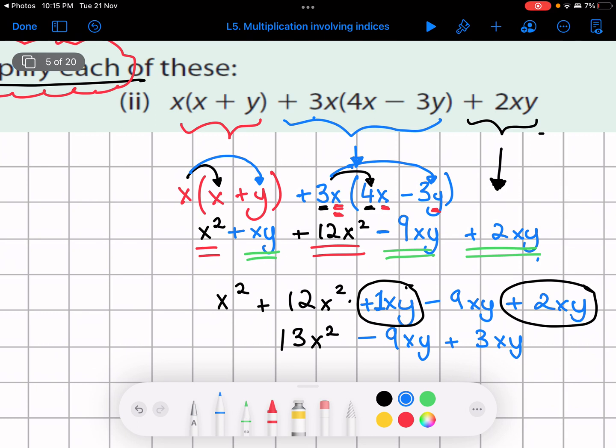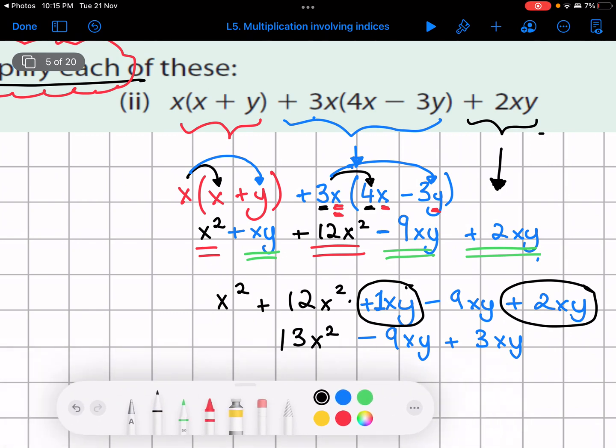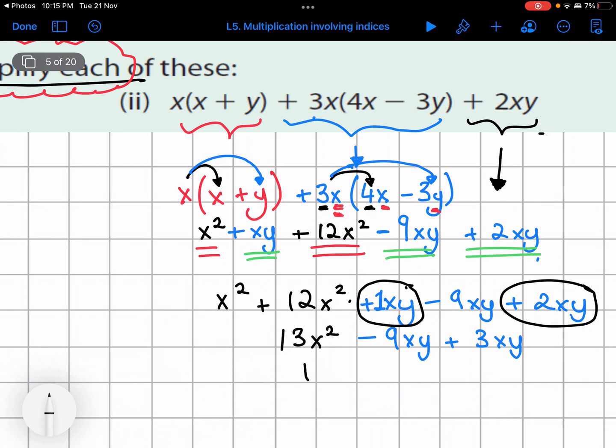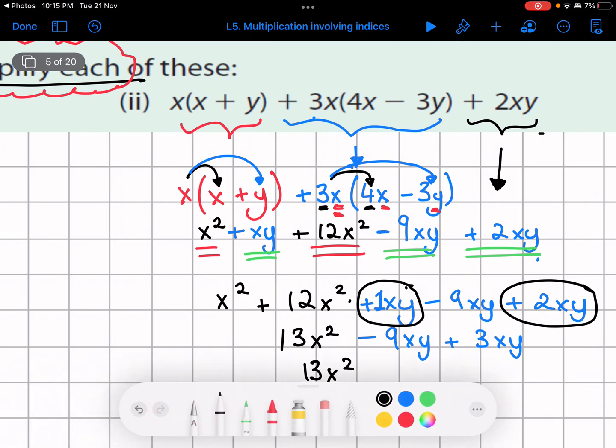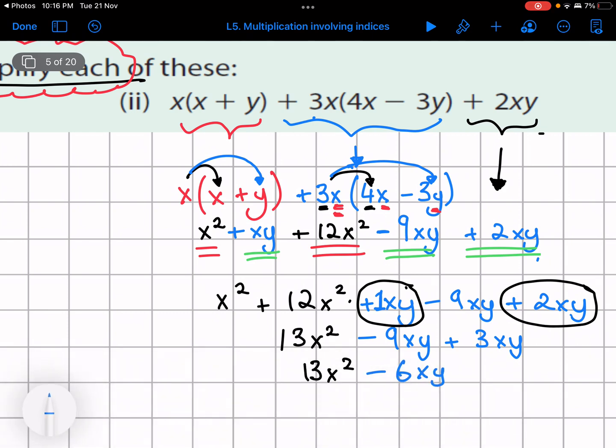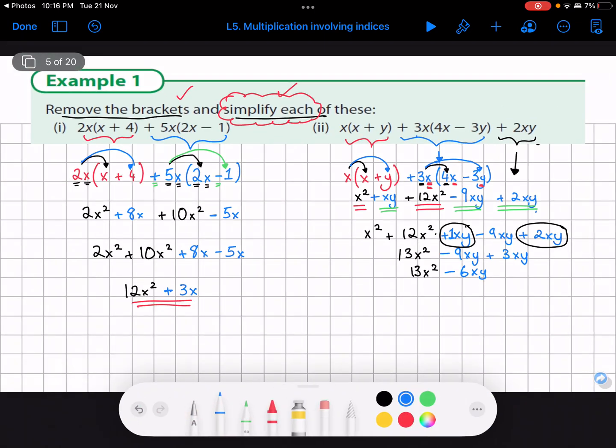So we can still simplify it even further. 13x squared minus 9xy plus 3xy. That would be minus 6xy. Now we have simplified that as well, and that is our answer.